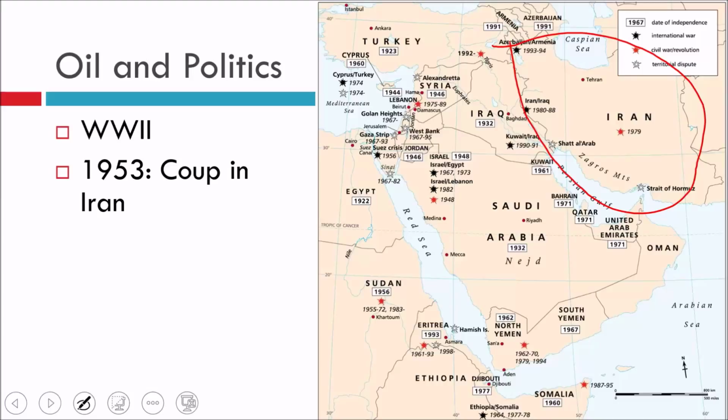The thing that changes in the early 1950s is the rise of nationalism in Iran, and in particular, a nationalist leader who became prime minister in 1951 named Mohammad Mossadegh. Mohammad Mossadegh, I think, is one of the coolest people of the 20th century.